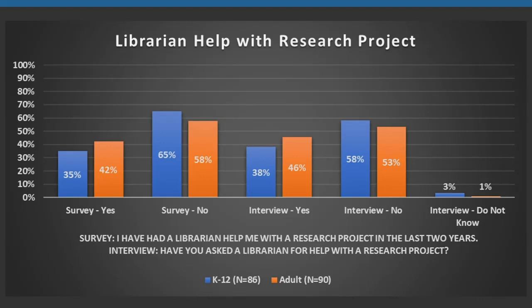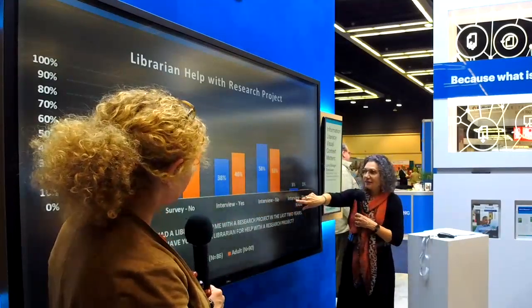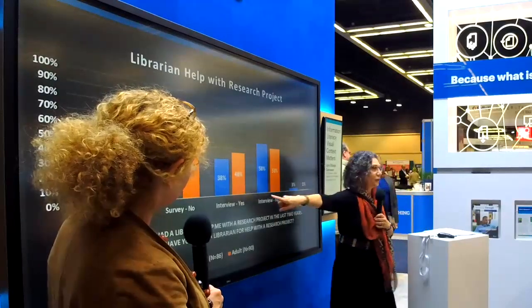And then we asked 2 questions. In the survey, we asked if a librarian had helped them with research in the past 2 years. And then in the interview, we asked them if they had asked a librarian for help with a research project. So the one was in the last 2 years, and one was if they've just ever asked. And so you'll see the results there. So the interview is ever. So this is the survey in the last 2 years. And look at the nos.